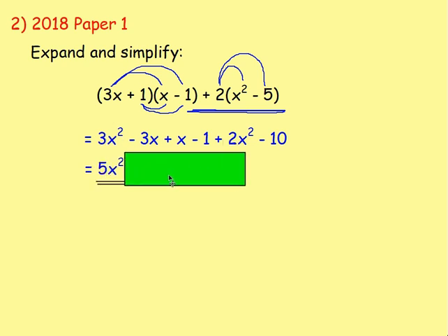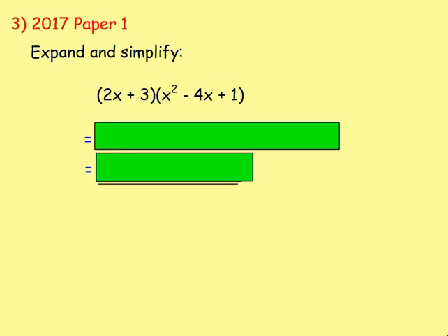3 add 2 is 5, so that's how many x squareds. With the x's, we've got negative 3x add x. So negative 3 add 1x. Negative 3 add 1 is negative 2. That's how many x's we would have. And number-wise, we've got negative 1 take away 10. What's negative 1 take away 10? Negative 11. It is indeed, yes, that would be your answer.